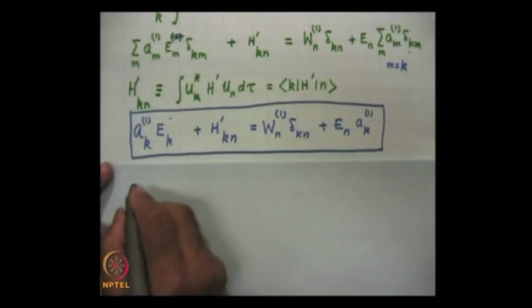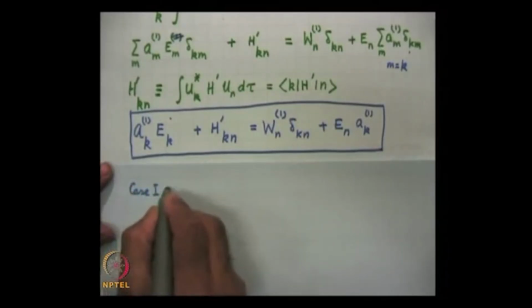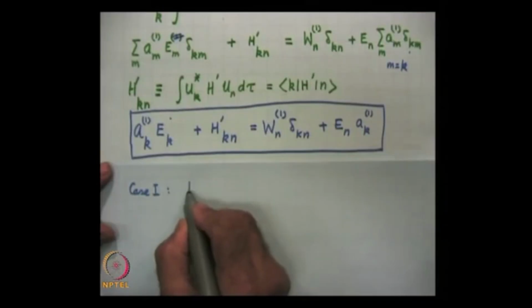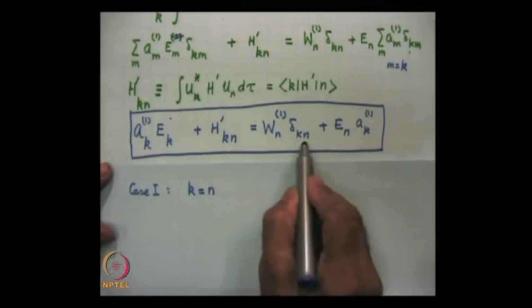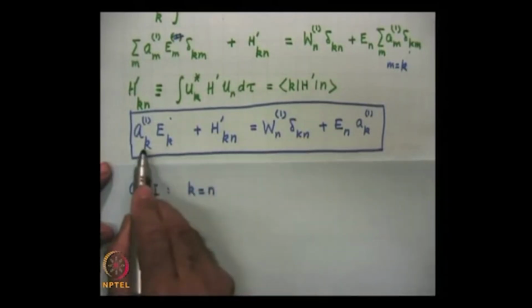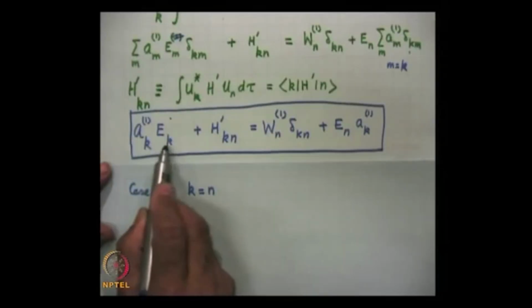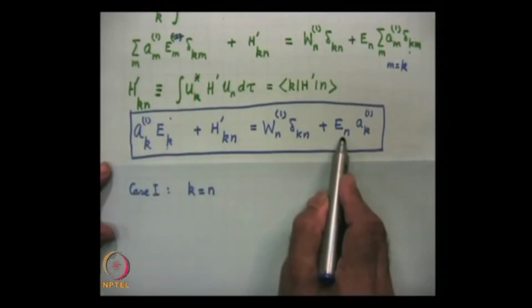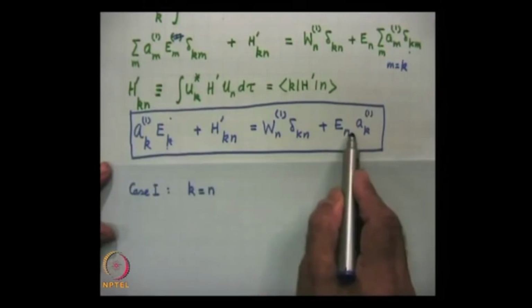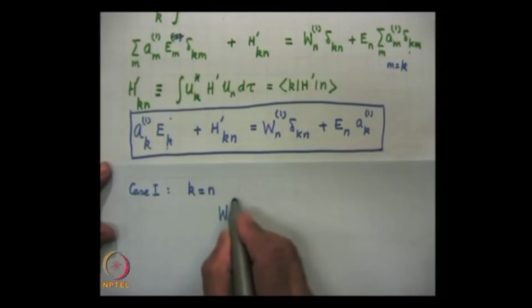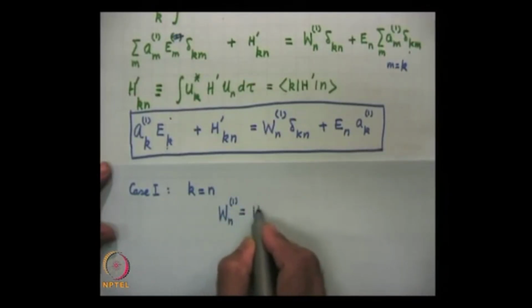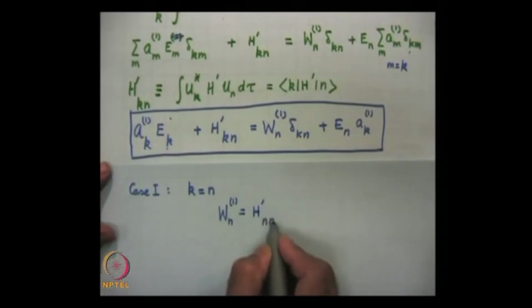First case, consider that k is equal to n. If k is equal to n, then this delta k n becomes 1 and E k becomes E n. So this term cancels out with this, and we are left with W n 1 is equal to H prime n n.